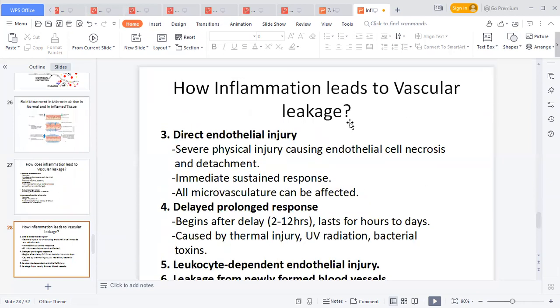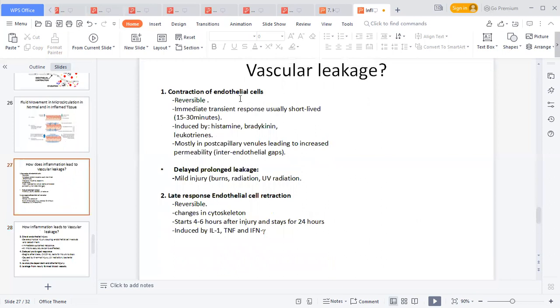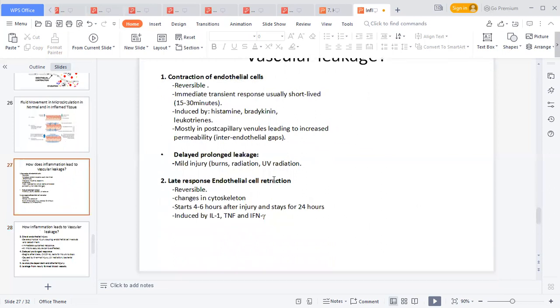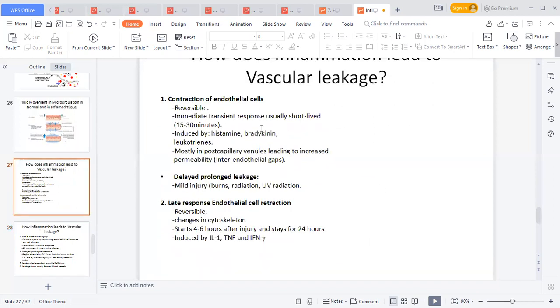So how does it lead to vascular events? Number one, we talked about the contraction of the endothelial cells. Two, endothelial cell retraction, meaning that these cells do not get back together because they have been retracted. Remember what we said, between the two endothelial cells, that's why the cells will close. So that will retract and it will disrupt that integrity.